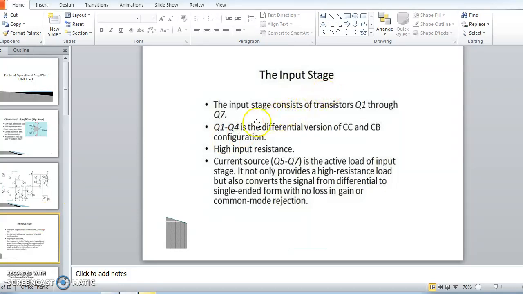The first stage, the input stage, consists of transistors Q1 through Q7, and Q1 and Q2 are the differential version of the CC and CB configuration, giving high input resistance. The current source by Q7 is the active load of the input stage. It not only provides a high resistance load but also converts the signal from differential to single-ended with no loss in gain or common mode resistance.